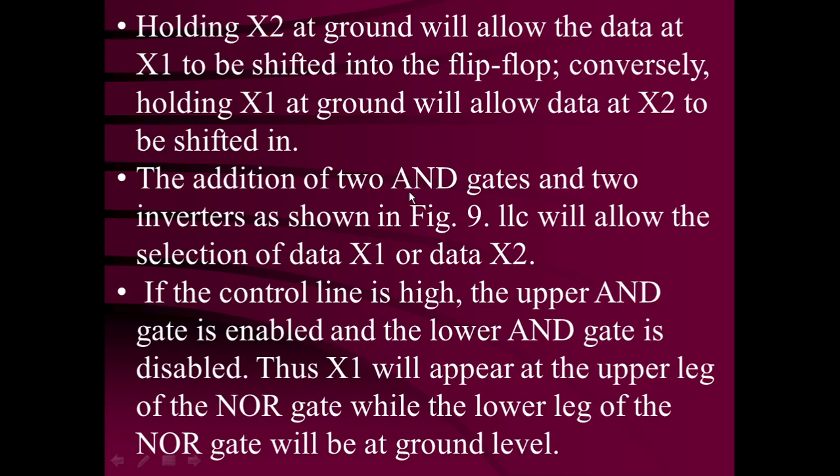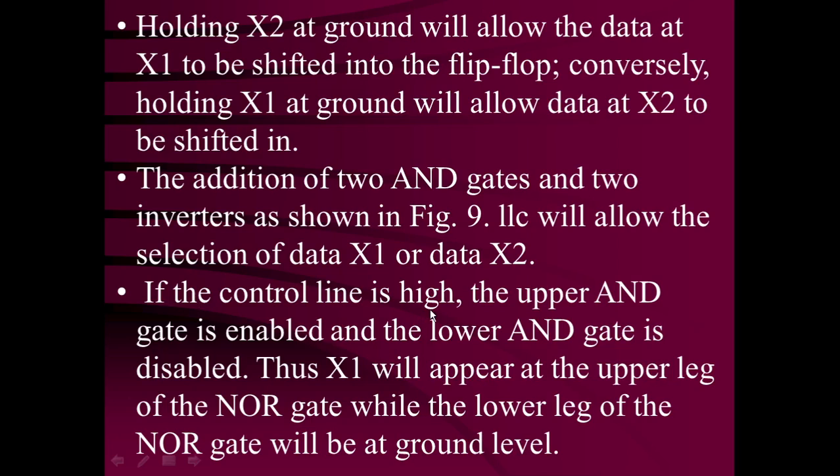The addition of two AND gates and two inverters, as shown in figure 9.11c, will allow the selection of data X1 or data X2. So these two AND gates and two inverters are going to be utilized for selection of the data which is supposed to be shifted into the flip-flop. Data present at X1 will be shifted into the flip-flop when the control line is high. When the control line is low, the data present at X2 will be shifted into the flip-flop on the negative edge of the clock pulse.